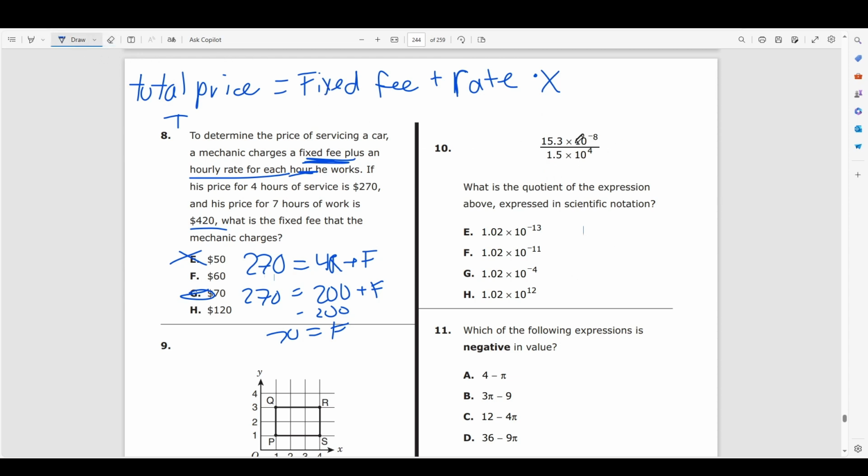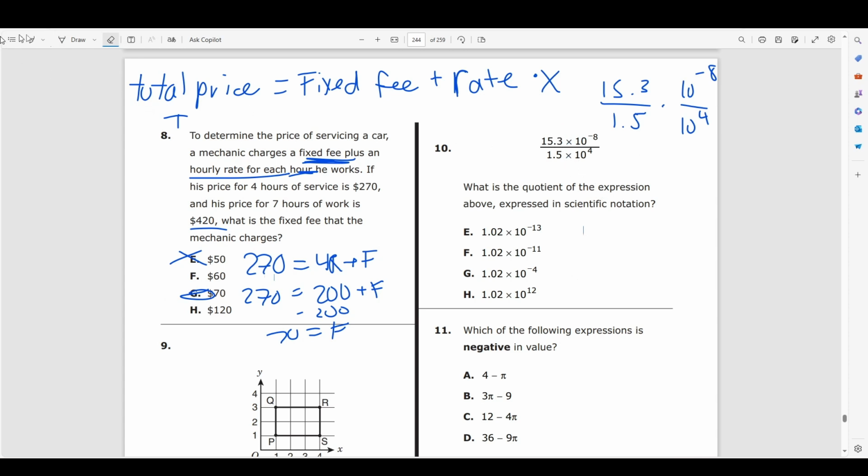So whenever you have two things being multiplied by one another in fraction form, you can separate it into two different fractions. So I can really separate this into 15.3 divided by 1.5 times 10 to the negative 8 divided by 10 to the 4. The same way that I can separate 2 over 3 times 9 over 9 into 2 over 3 times 9 over 9. Same thing. And they're both going to be equal to the same thing. You're just separating out the multiplication into two separate fraction islands, if that makes sense.